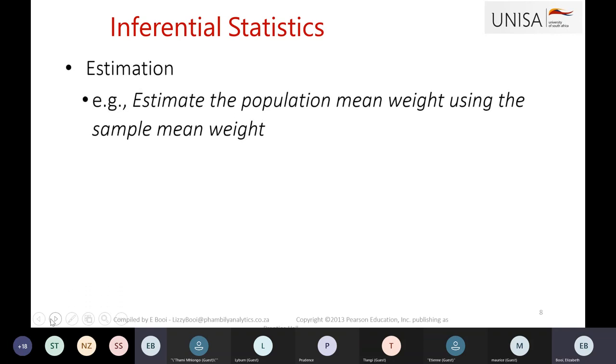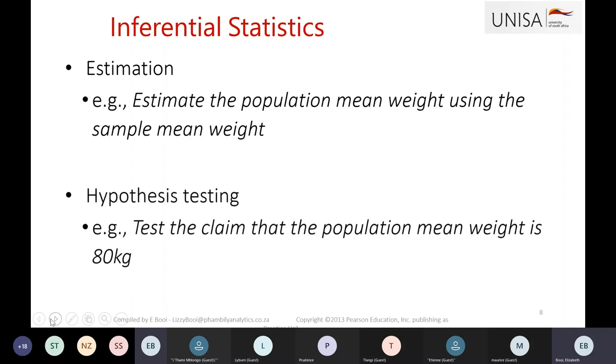Okay, so with inferential statistics, we can do estimation where we estimate the population mean using the sample mean. Or we can also do hypothesis testing, and both of these, estimation, we will do in chapter 8 when we do confidence intervals, and hypothesis testing we will do all throughout, including when we do the chi-square testing and all that. So all of them we will be applying hypothesis testing. With hypothesis testing, we will be testing a claim that the researcher makes about the population based on the sample data that we have.